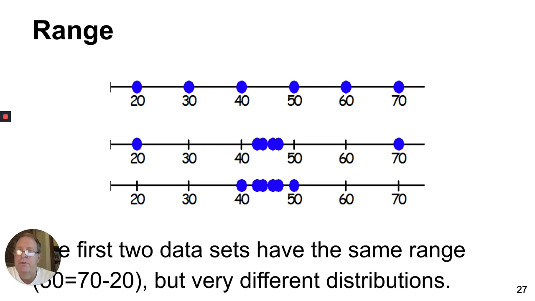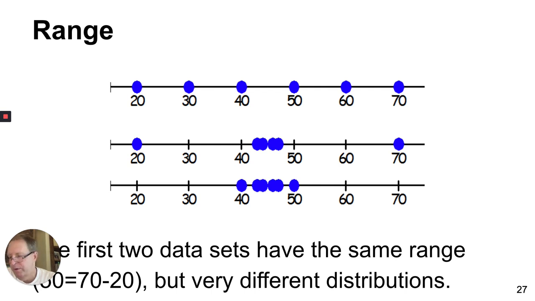Here I have three different distributions, and you can see that the first two distributions have the very same range, but you can't really say that the first two distributions have the same spread. There's quite a bit of difference. One weakness of the range is that it only uses the extreme values for its calculation and really ignores how spread apart the data is in between. So the first two data sets have the same range, that is 50, but very different distributions. That's the one weakness of the range.